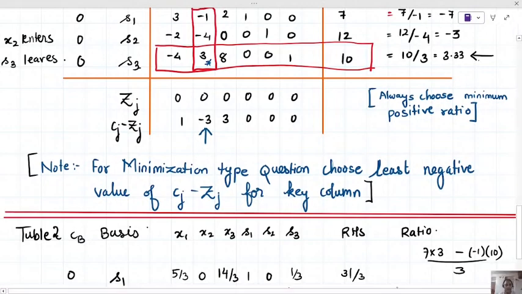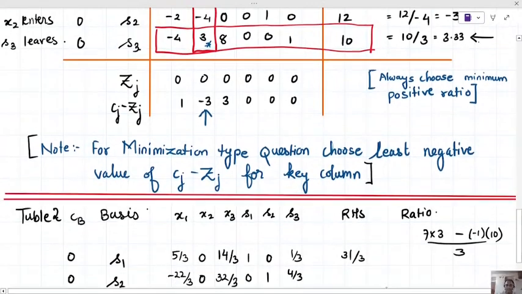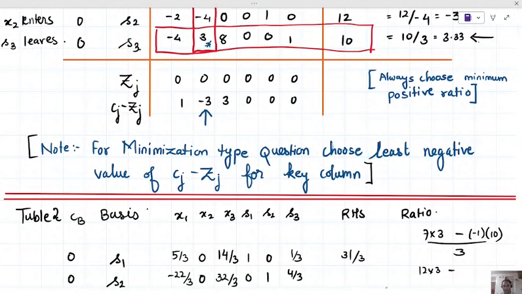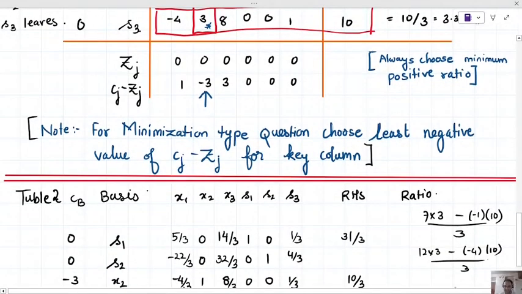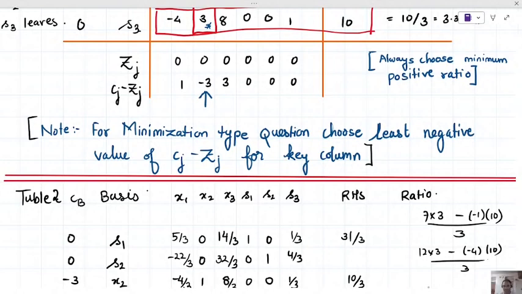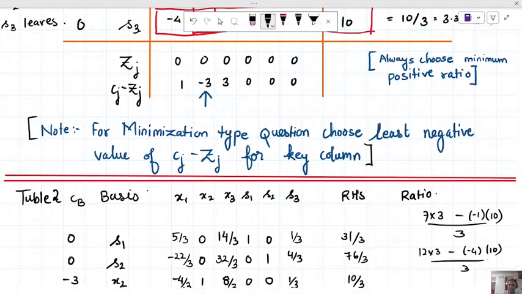And then here, how much? The next one is 12. 12 3s are 36. 12 into 3 minus 4 into 10 divided by 3. So how much do we get? Let us see. 36 and 40, so 76 by 3. Yeah, so this is what we get. 76 by 3 is the value that we get over here.